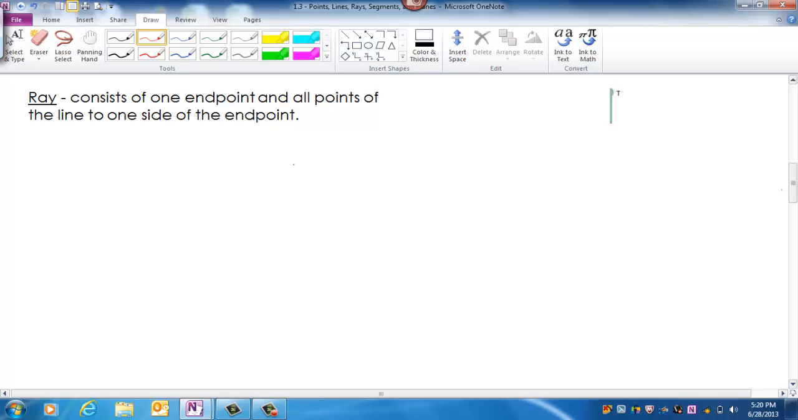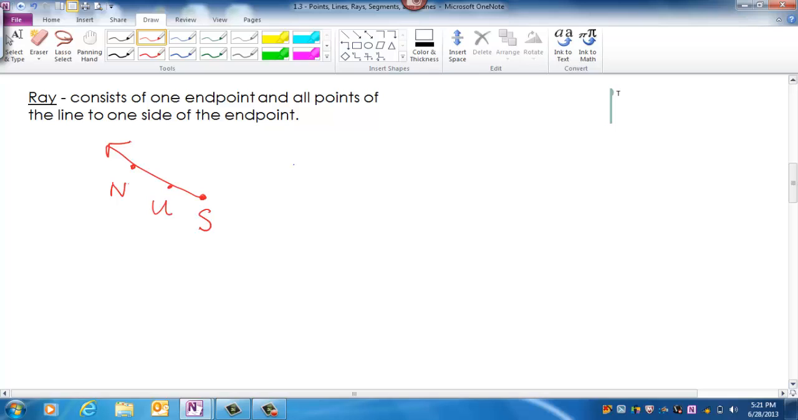Our next definition is a ray. A ray consists of one endpoint and all points of the line to one side of the endpoint. So basically it has a definite starting point and then it goes forever just in one direction. I like to think of a ray as like a sun ray. So you have your starting point of the sun and then the ray shoots out from the sun.